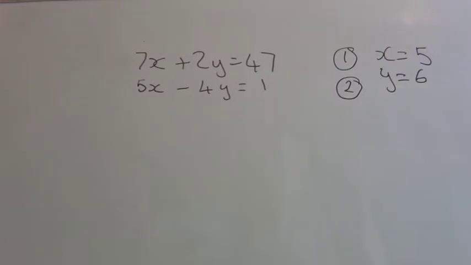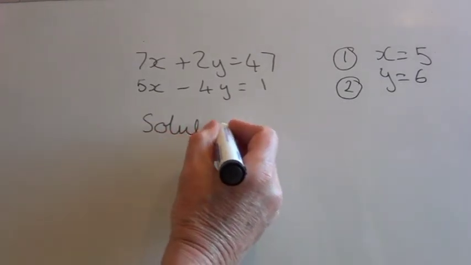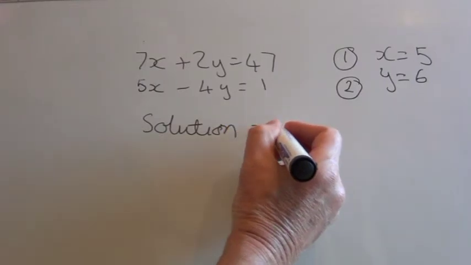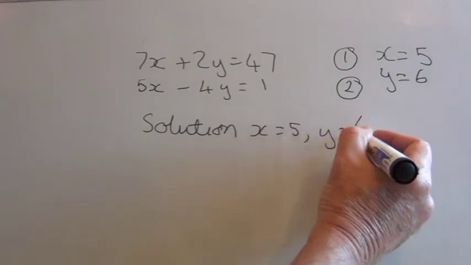Okay, so we now have our values for x and y. So we'll write the solution. So the solution to our simultaneous equations is x equals 5, y equals 6.